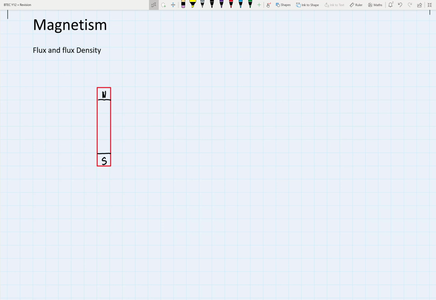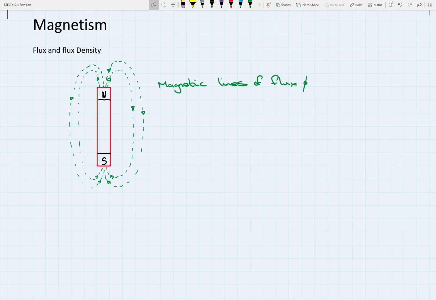So if we look at a simple bar magnet to start with, emanating from the North Pole we've got some imaginary lines of force that go out from the North Pole and to the south, and these imaginary lines are called magnetic lines of flux. The unit of these magnetic lines of flux is the Weber, abbreviated WB. They are imaginary, but it helps us to understand what's going on with the magnet.